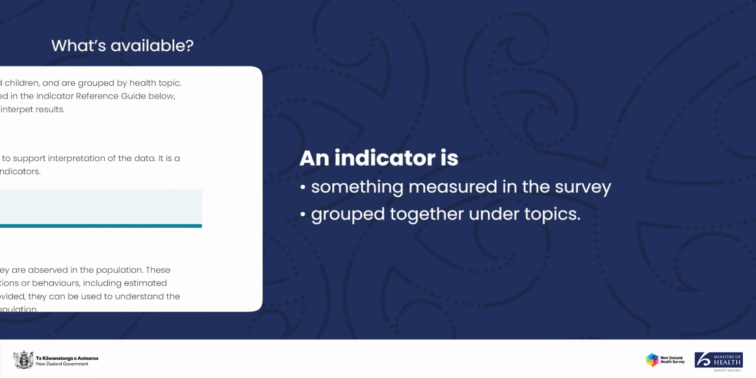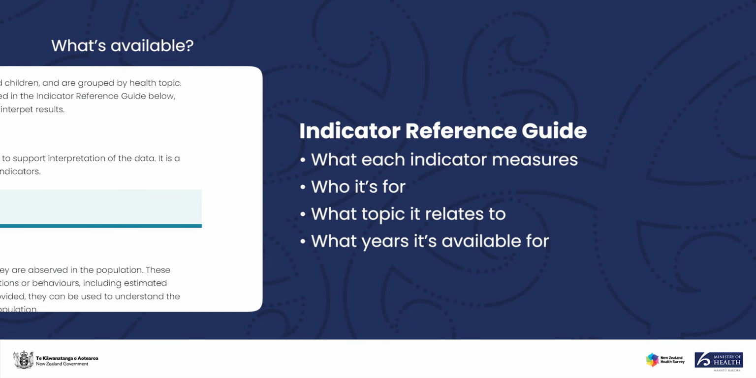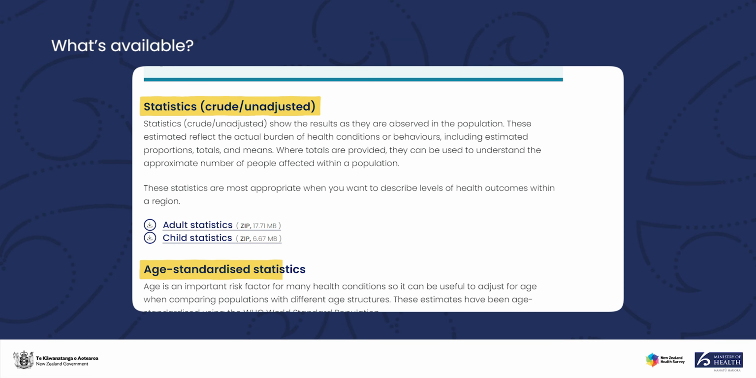An indicator is something that is measured in the survey, and indicators are grouped together under topics. For example, the mental health topic includes indicators on loneliness and psychological distress. The guide explains what each indicator measures, who it's for, what topic it relates to, and what years it's available for. Next, the statistics themselves.